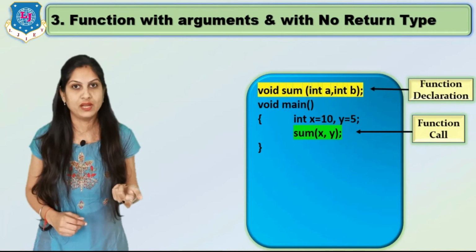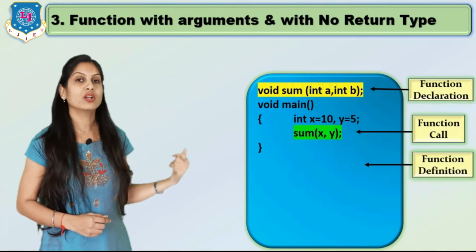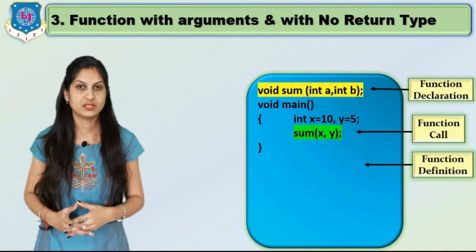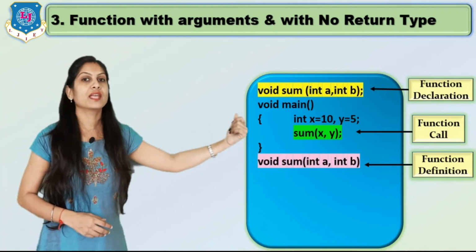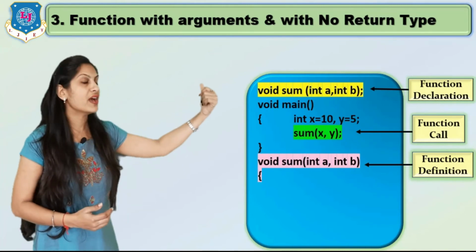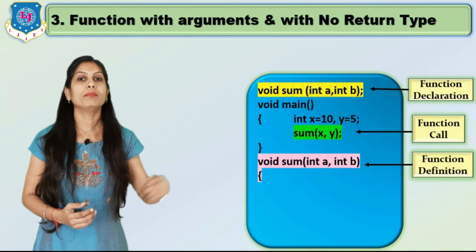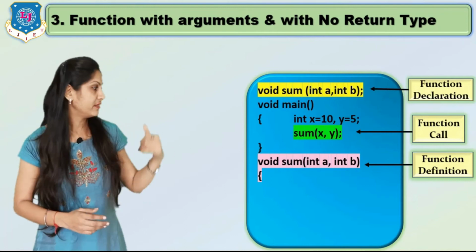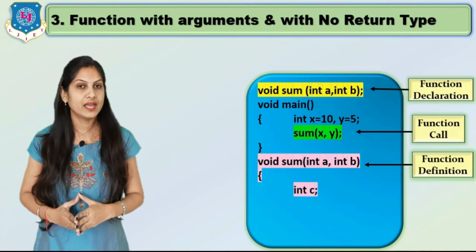So now it becomes with argument, but if you put it blank, our category is changed, that is no argument. Now after the function call we are moving on to the function definition, and the definition is just like void sum, then integer a comma integer b. Now what is the meaning of it? The value of x will be copied in variable a, and the value of y will be copied in variable b, and then inside the curly bracket the same logic for addition will be there.